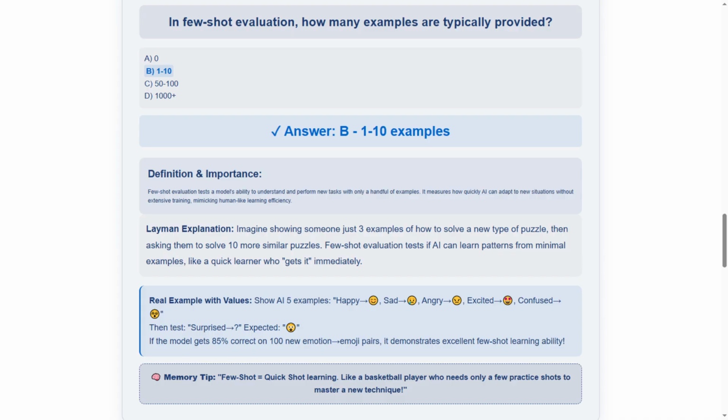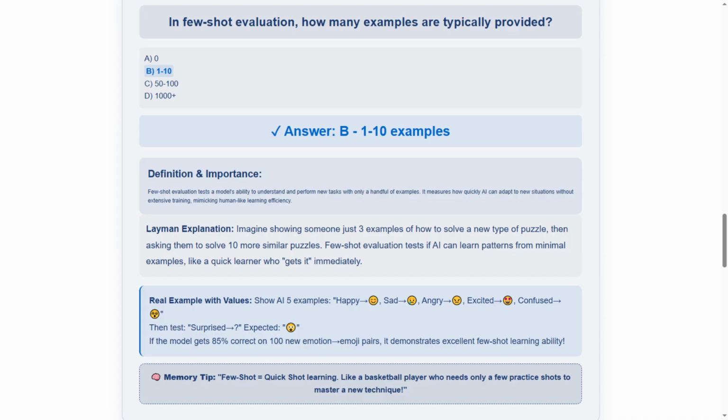Our next question covers few-shot evaluation. In few-shot evaluation, how many examples are typically provided? Your choices are A. 0, B. 1 to 10, C. 50 to 100, or D. 1,000 plus. The correct answer is B. 1 to 10 examples. We choose this because few-shot specifically means learning from very limited examples, typically between 1 and 10, not 0 or hundreds.